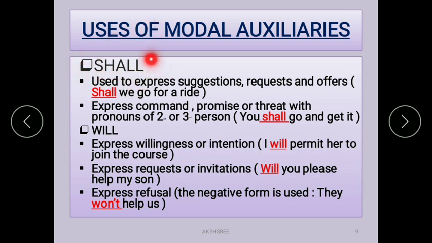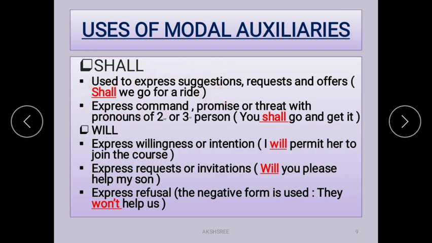First one is shall. Where will we use shall? It is used to express suggestions, requests and offers. Shall is mainly used to express some suggestions, to request something or to give some offers. For example: shall we go for a ride?